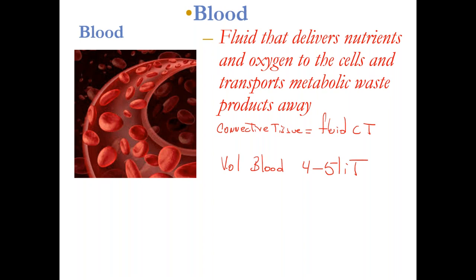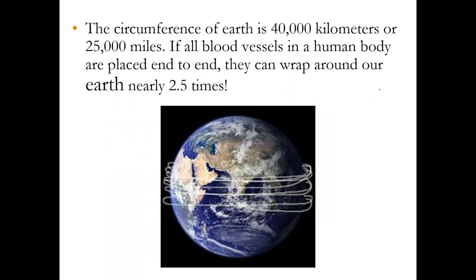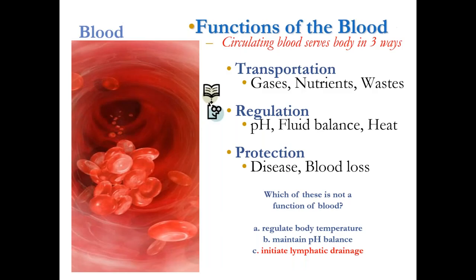Okay, so one more thing here is that the total amount of blood that you have in your body is going to be about 8%. Let's make it about 10%, all right? So if you weigh 150 pounds, you will have about 15 pounds of blood. That is actually 10% of all this weight. All right, so we already know that if we put all the blood vessels together, they are going to go around the world 2.5 times. So it's a lot of vessels there. All right, so let's go into our topic.